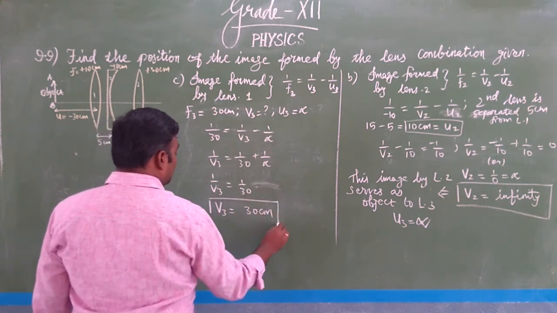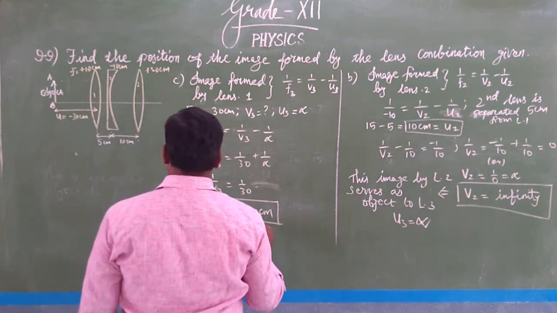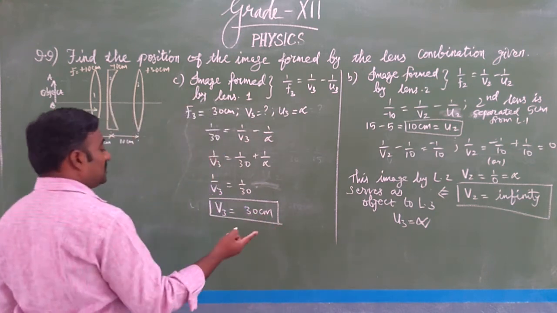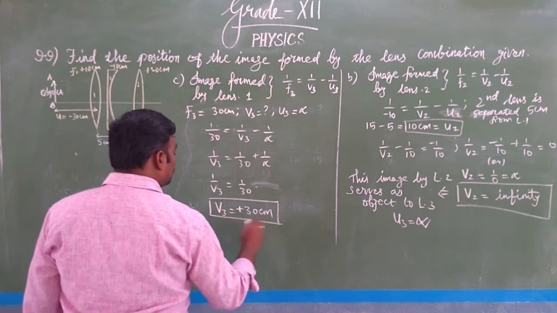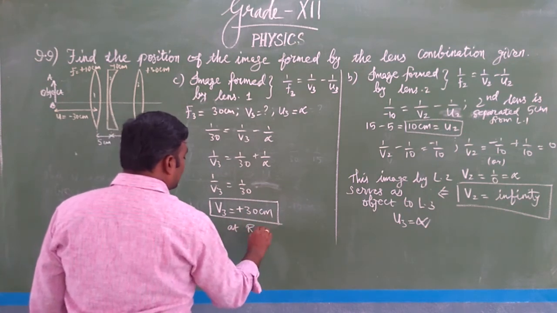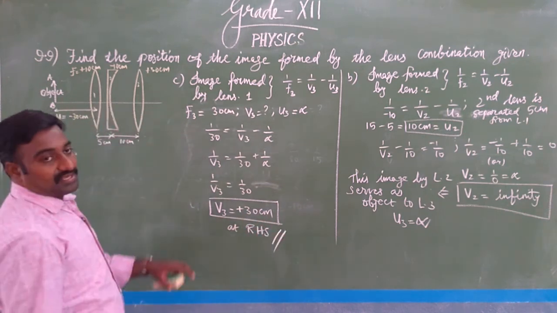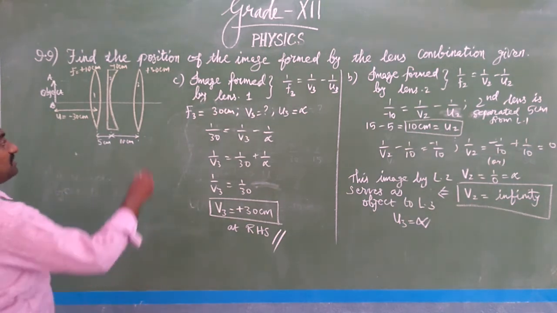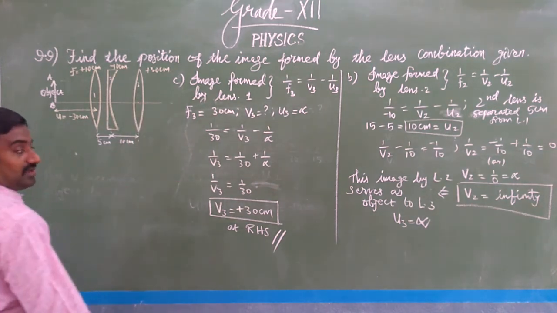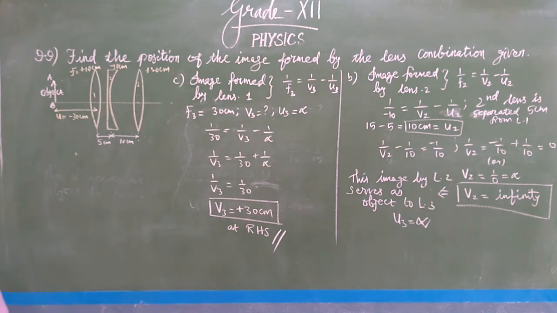Since the third lens produces the image at 30 centimeter, it is in the plus, so at the right hand side. Plus means right hand side. So the final image is obtained at 30 centimeter from the third lens. Are you clear? It's very simple.